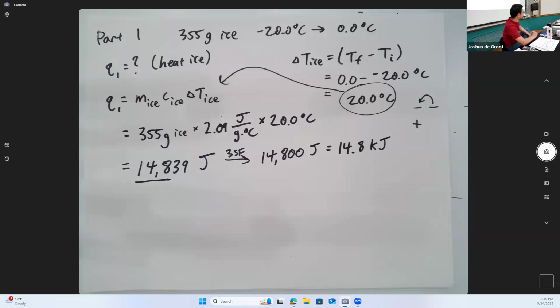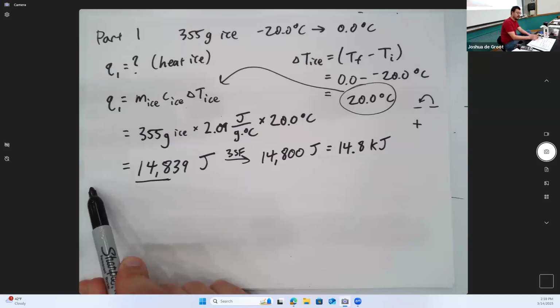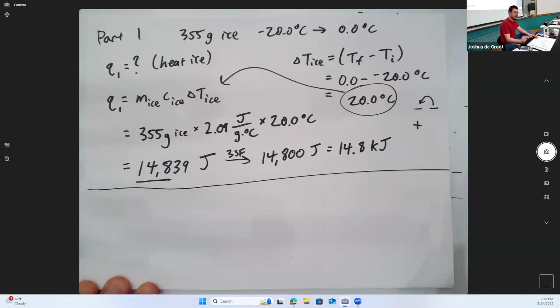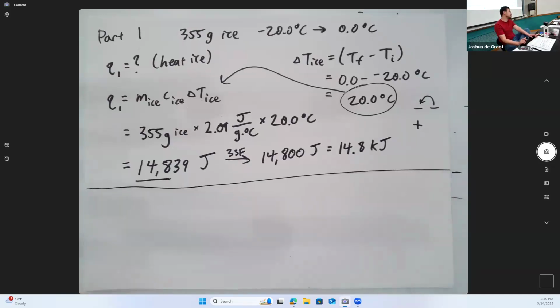To save time, I'm not going to show that process. We've done conversions a lot. You're going to see how in the end, keeping everything in kilojoules will actually make our math much easier. Okay. And that was the part one calculation. How much heat does it take to turn the ice from -20 to 0 Celsius? Heat the ice as much as possible until it's just ready to melt.